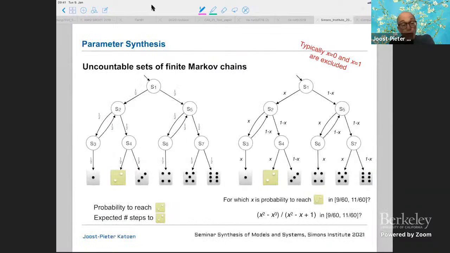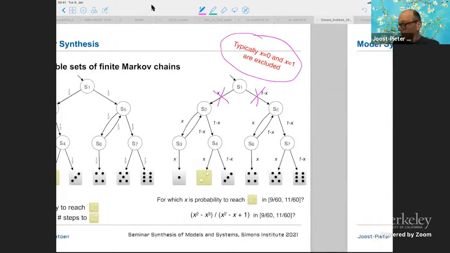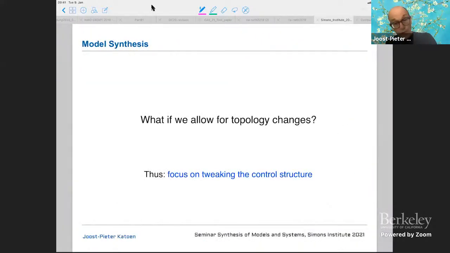Instead, what we currently also want to look at is what happens if I also allow topology changes. Typically, the cases where x equals 0 or x equals 1 would mean that you would delete one of these edges over here, and that is typically excluded. So those parameter synthesis problems need to be topology preserving. So what if we also allow topology changes? That actually means we're not tweaking the parameters, but we're tweaking the control structure in terms of a program.